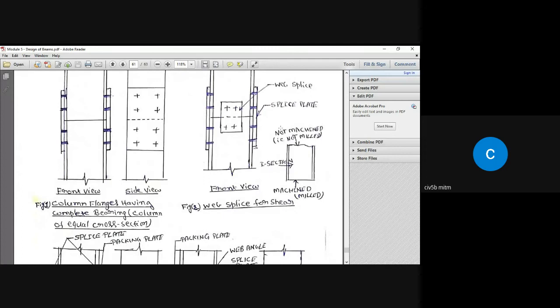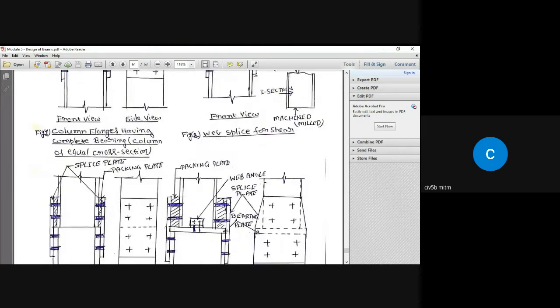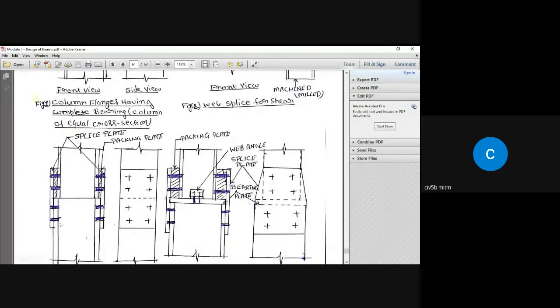Okay, this is not machined or not milled. It's a rough surface of the column. This is machined. This is the smooth surface of the column. And when we have two continuity of columns with different sizes, as I said, what we do is put one column over the other. This will not be having complete bearing.